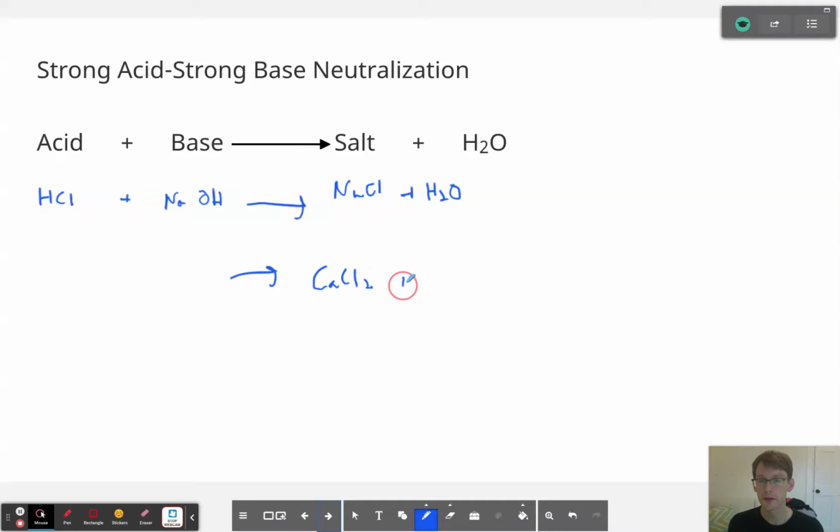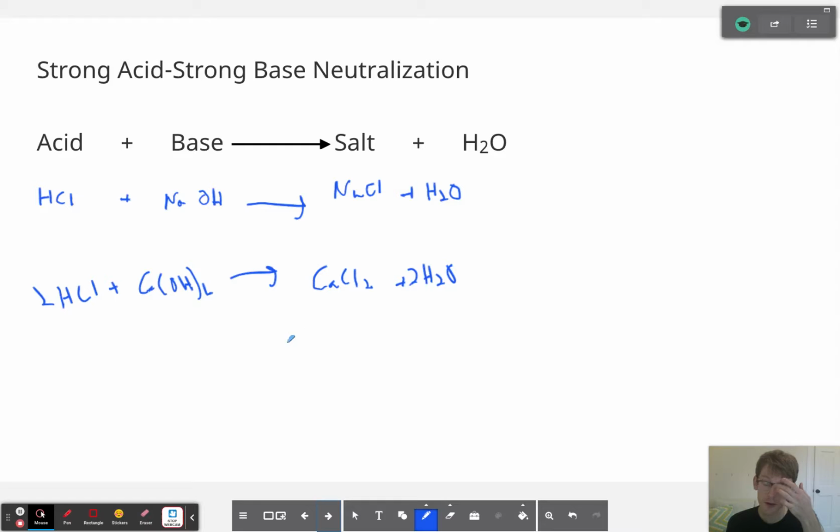Similarly, we can get CaCl2. CaCl2 is the stuff that you use most commonly as a de-icer in the wintertime. I mean, you might also use sodium chloride, but this is also very common. And this comes from calcium hydroxide and 2 hydrochloric acids. And to make this balance, we need to have 2 waters.